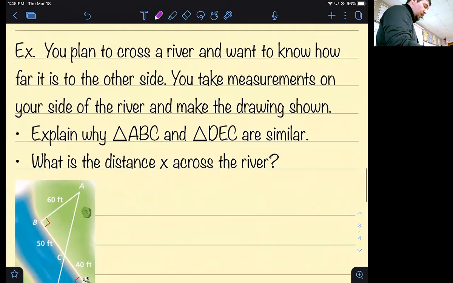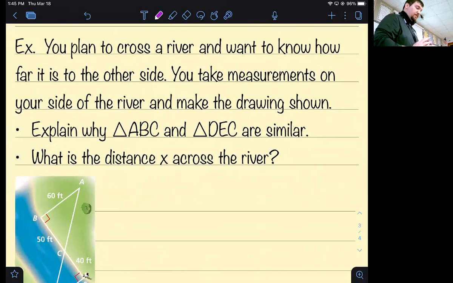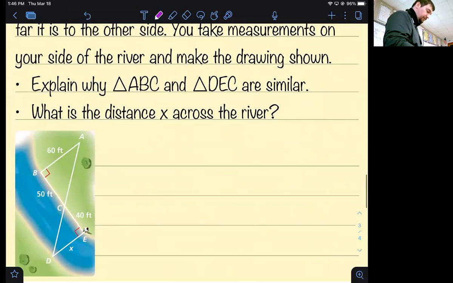All right. So you plan to cross a river and you want to know how far it is to the other side. You take measurements on your side of the river and make the drawing shown. Explain why triangle ABC and triangle DEC are similar. And then what is the distance X across the river?